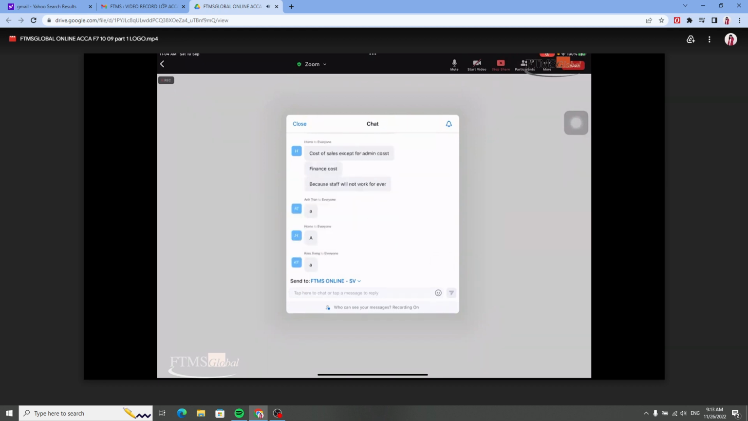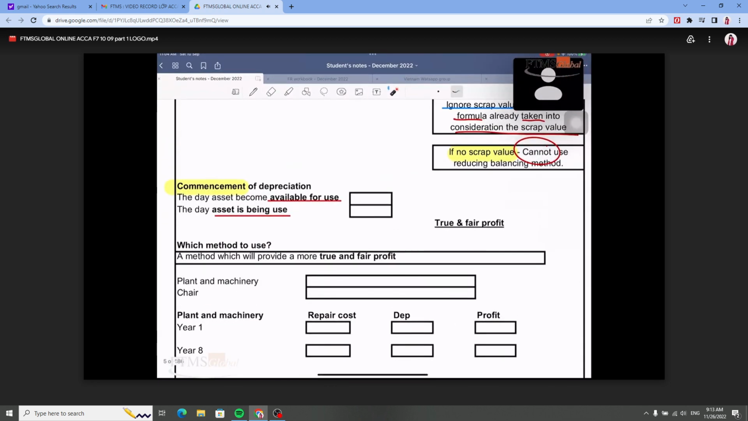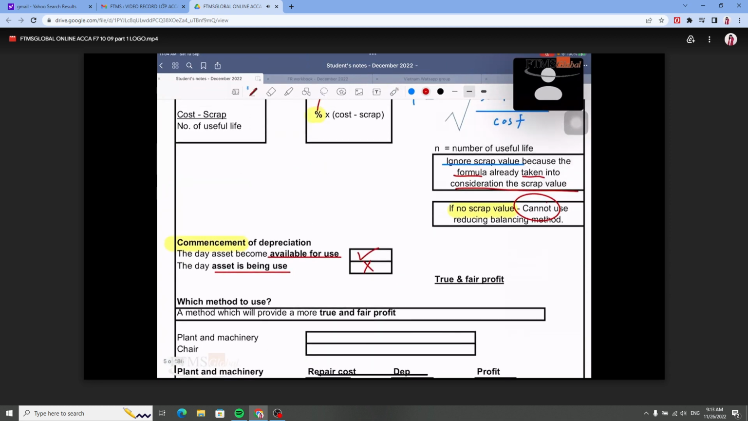A, correct. When the asset is available for use, right? Okay, the answer is correct. A, when the asset is available for use. This is the answer. This is the point you should start your depreciation, based on a very simple reason, based on logic.